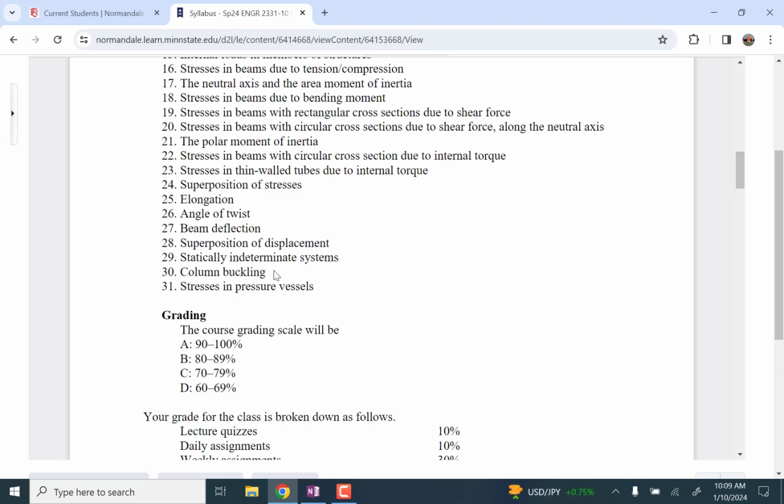And then we'll talk about stresses in pressure vessels. So imagine if you have a pill-shaped thing, like a cylindrical thing, or you have a spherical thing, and you have different pressures on the inside and the outside. So a submarine? Yeah, right.